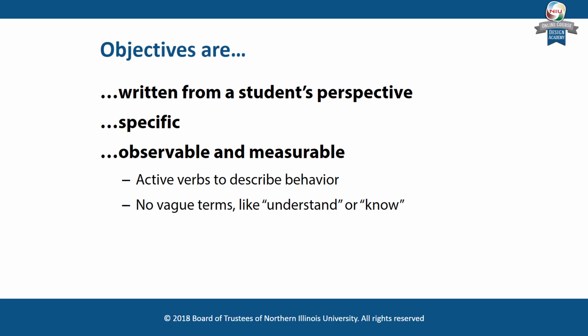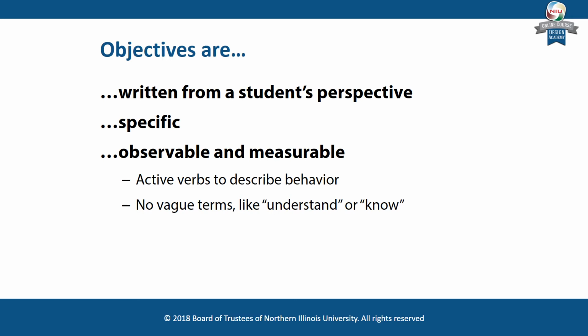Avoid terms like understand and know. Students might understand something by the end of the course, but what does it really mean to understand something? If you are tempted to use a vague term, think about how you will know that students have achieved that understanding or knowledge, and write the objective with that term instead. For example, instead of understanding a concept, perhaps it is clearer to say that students will be able to describe or explain it.